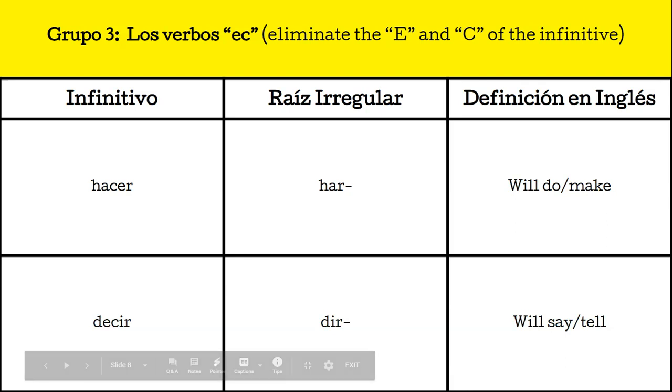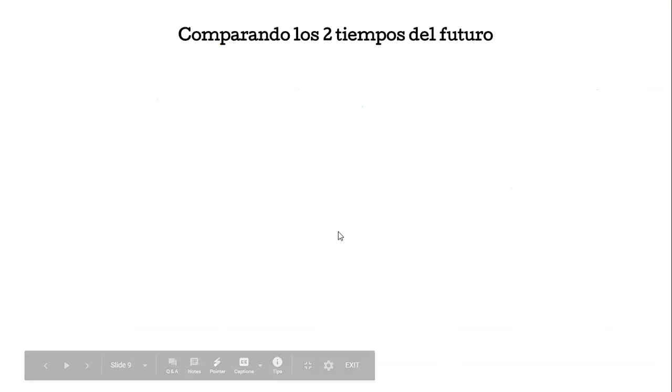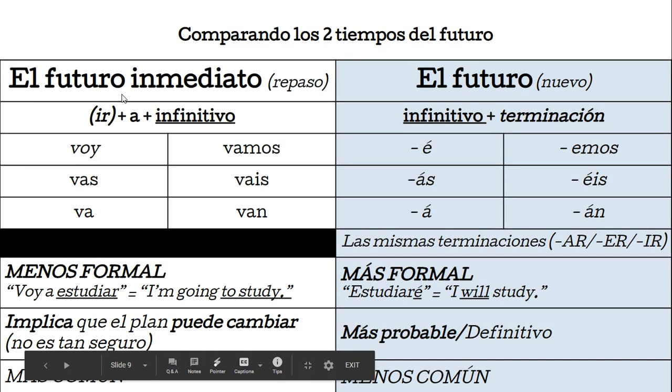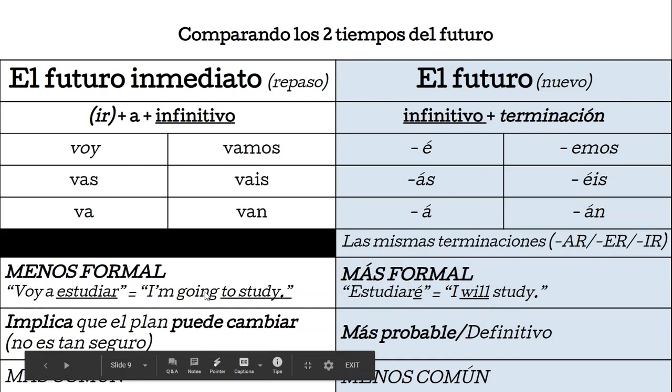We have one more page to look at. Lastly, as I told you at the beginning of the video, we already have ir plus a plus infinitive to say, like, I am going to play, we are going to sleep. And now we have this future tense, which means will, like I will play, we will sleep. So let's see what the differences are. When we did ir plus a plus infinitive, like voy a comer, it's just the immediate future. This is a review of it. We've done that already. That tense is not so formal. Voy a estudiar, like I'm going to study.